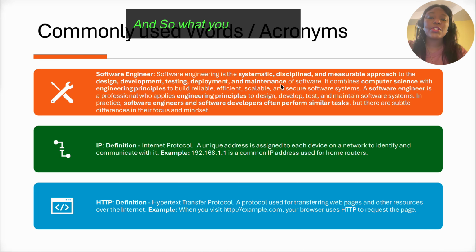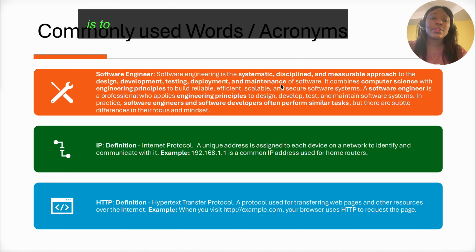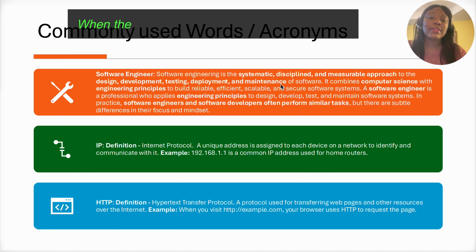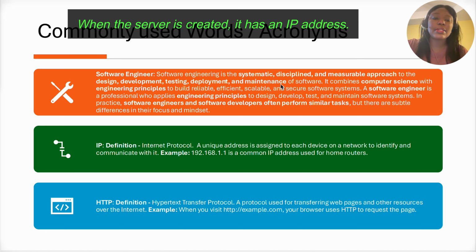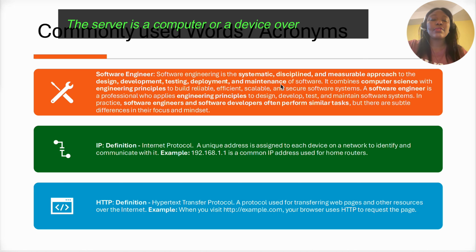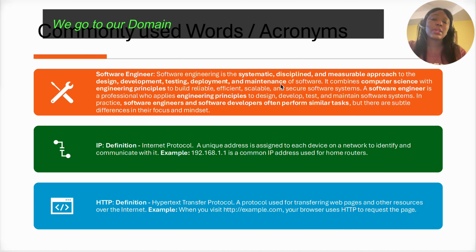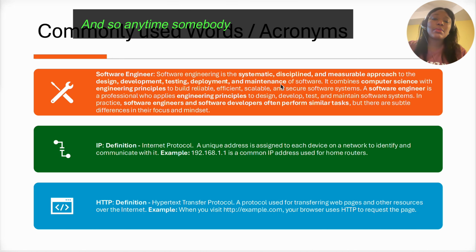So what you want to do is to name this IP. And that's where you have things like facebook.com. When the server is created, it has an IP address. A server is your computer or a device over a network. It has an IP address allocated. We go to our domain name system and we name this IP. And so anytime somebody types facebook.com, it resolves to the IP or the unique address and locates the system that you're trying to reach.